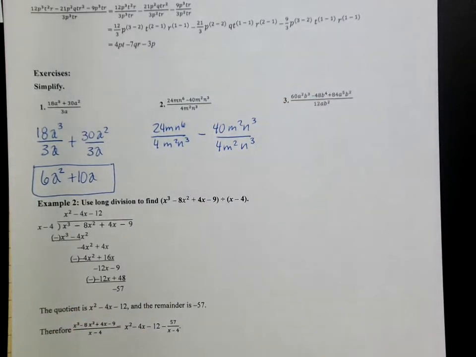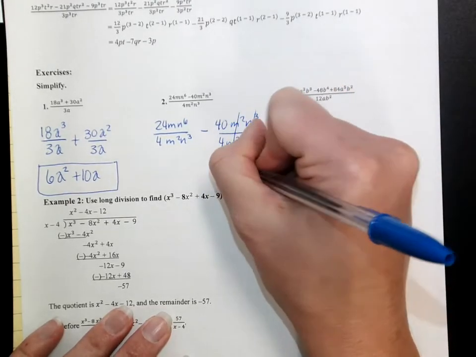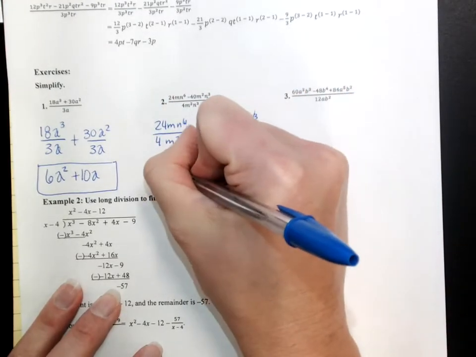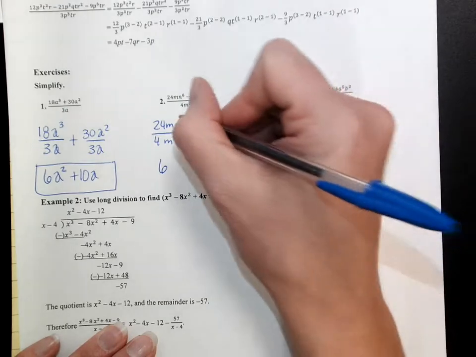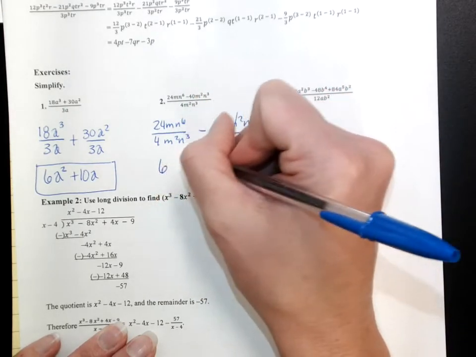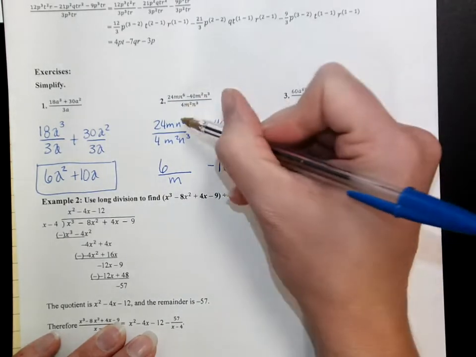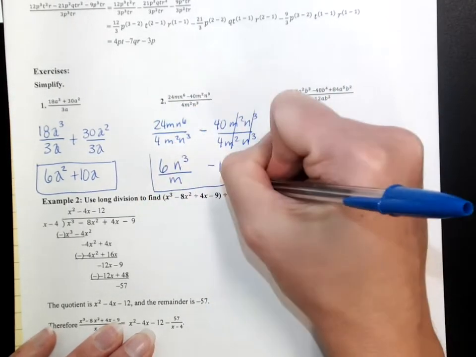Okay, I'm going to start here because this is easy. Those cancel out. 40 divided by 4 is just 10. 24 divided by 4 is 6. I have one m on top, 2 m's on bottom. That means I'm going to have an m on the bottom. I guess I'll put it down here. n to the 6th minus n to the 3rd is an n to the 3rd on top, and this is your answer.